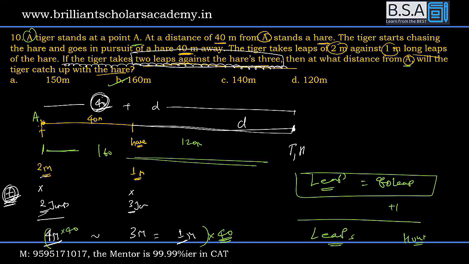Every time tiger travels 4 meters, the hare travels 3 meters. So 1 is always more. I want there to be 40 meters more. I want tiger to travel 40 meters more than the hare. So tiger has to travel total 160 meters. Hare will have to travel 120 meters. The gap is 40 meters. Catch up done.